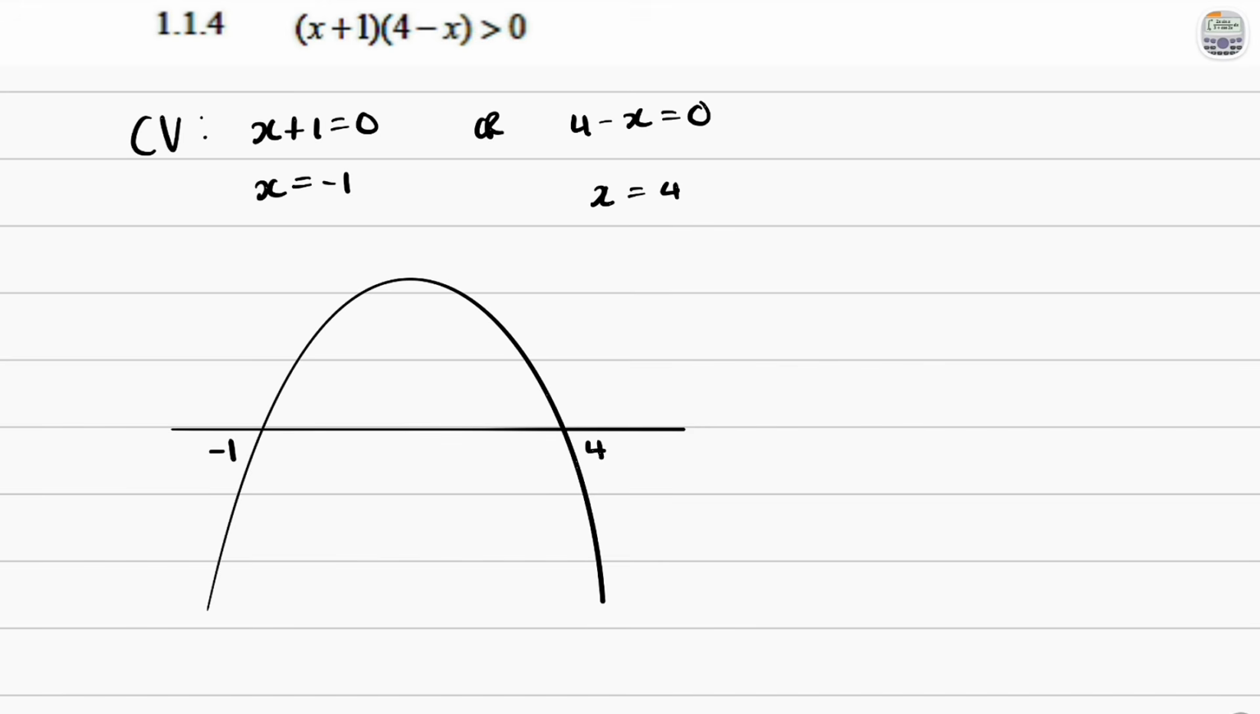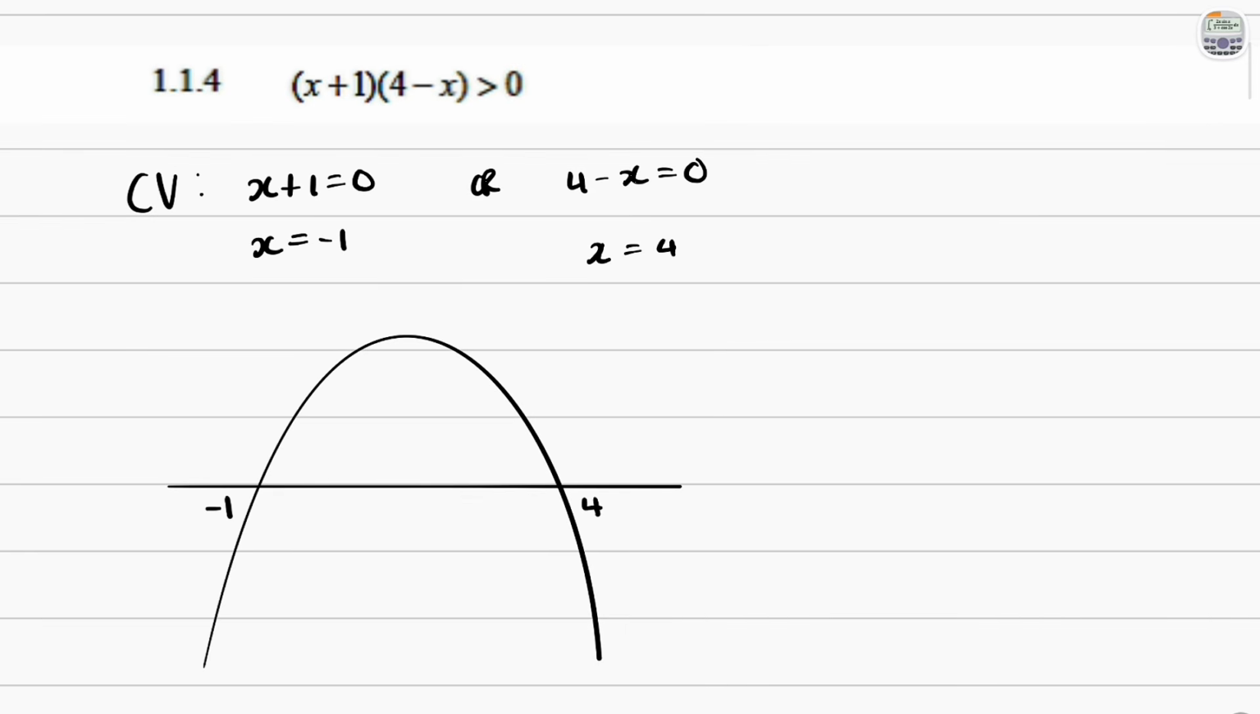Now, it could form a concave up parabola just depending on how you distribute and factorize it. But I'm not going to do that. I'm just going to stick to finding the critical values and seeing it as a concave down parabola. The solution, however, will still be exactly the same.